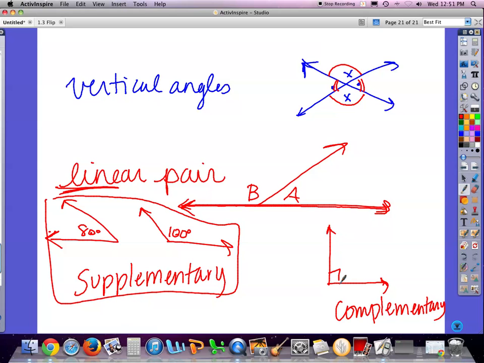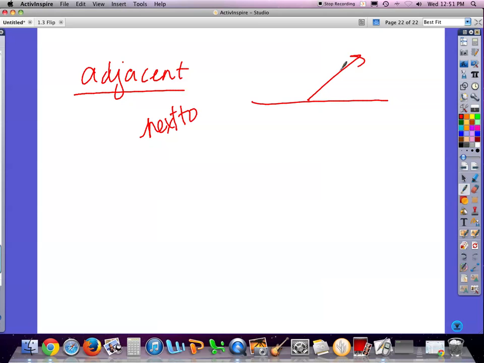All right. Adjacent. Once again, I don't think I'm going to give straight vocabulary on this test. It's just going to be like, name an adjacent angle to angle whatever it is. So adjacent means next to. Once again, I could go back to this example. Here's A, here's B. Angle A is adjacent to angle B. Adjacent means next to.